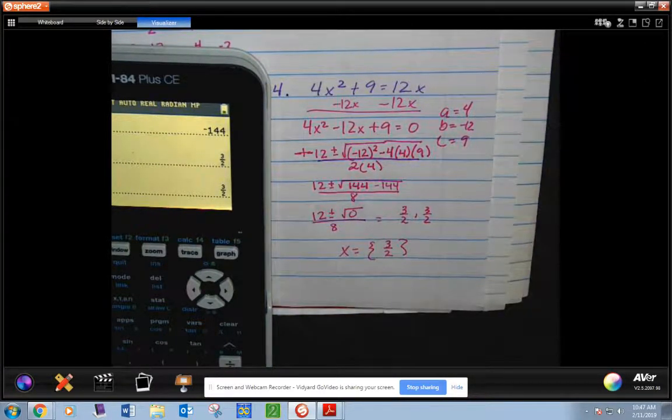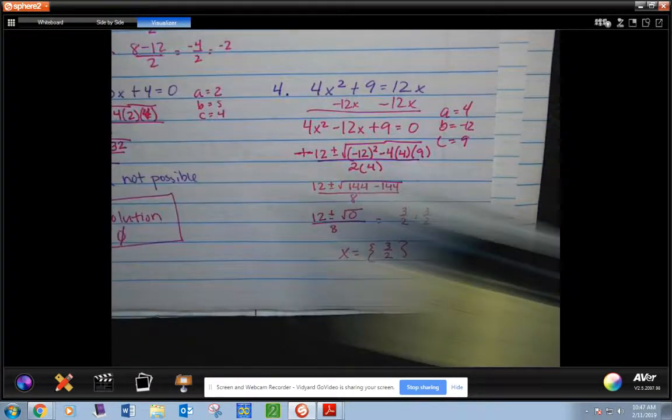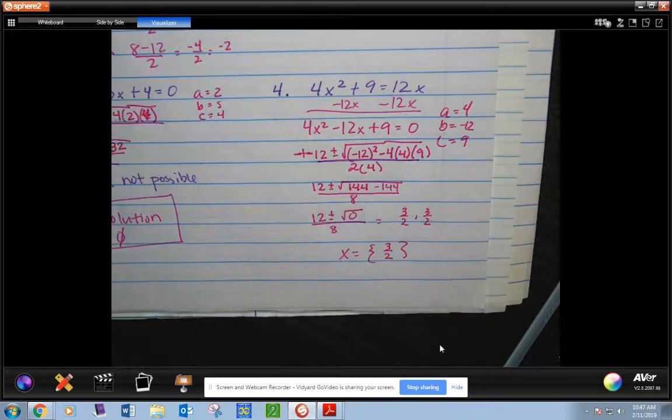The reason you only have one answer is because if you were to graph it, it's only crossing the x-axis once. So from here, you're going to have a worksheet. If you have any questions, let me know.